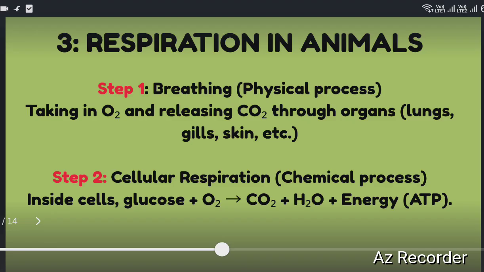Animals have many specialized organs, so respiration takes place completely differently compared to plants. In step 1, breathing occurs, which is a physical process: taking in oxygen and releasing CO2 through organs such as lungs, gills, or skin, based on the type of organism or animal.